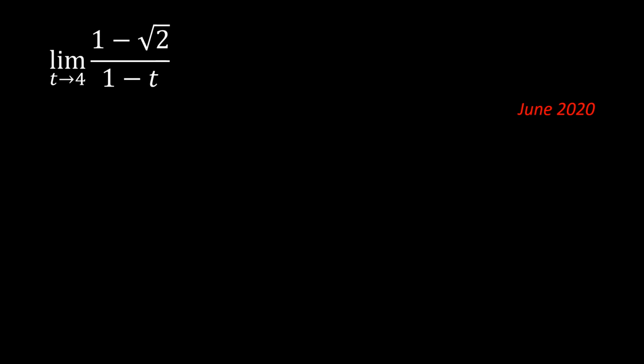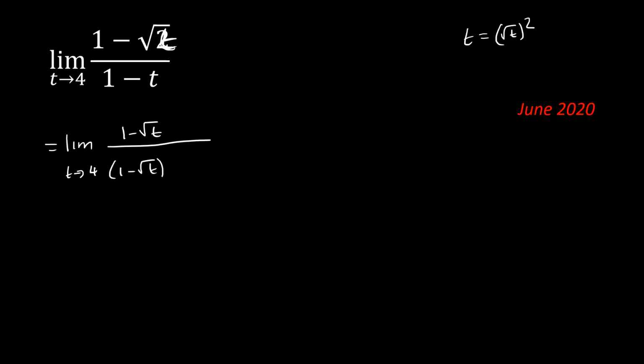Okay, this question I clearly made a mistake. This is a square root of t, not 2. This is square root of t. So this is more or less the same as the one we just did. I'm going to change this t, remember we know that t is square root of t squared, so I'm going to make the bottom a difference of 2 squares. So this is what I'll have: limit as t approaches 4, I'll have 1 minus square root of t. At the bottom I'm making that a difference of 2 squares.